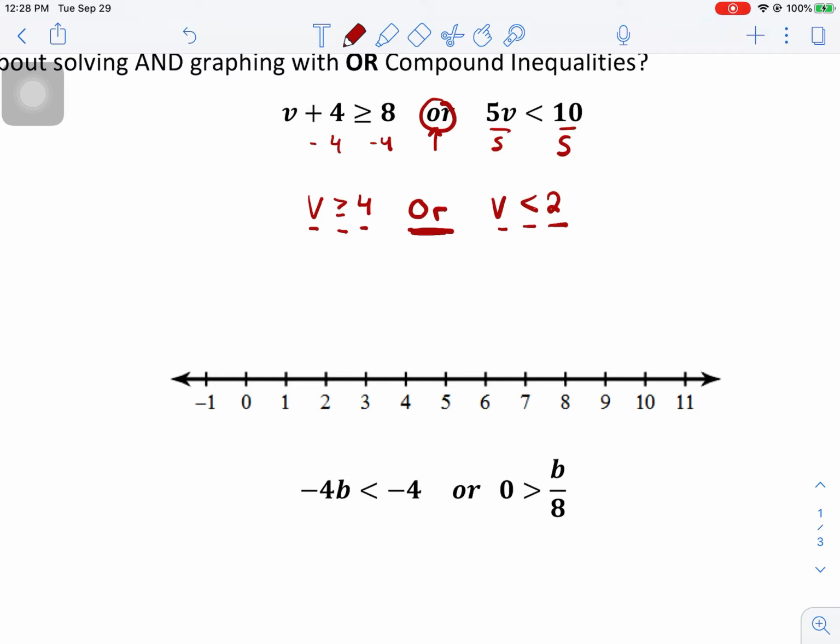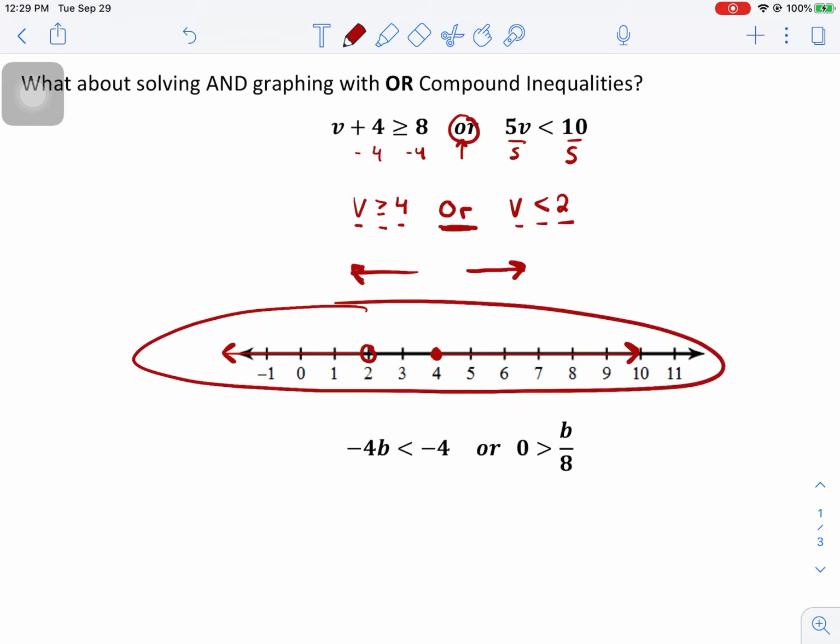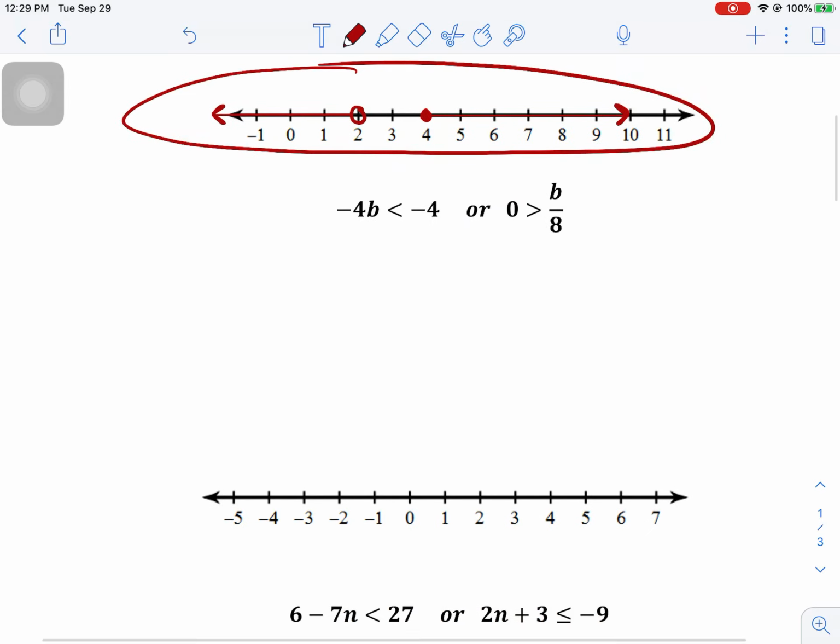So what does that look like graphically? At 4, we have a closed circle, and v is greater than that value, so we go to the right. Or v can be at 2 with an open circle, and it wants to be less than 2, so we go with an arrow to the left. All of our "or" inequalities have an arrow to the right and an arrow to the left that go on forever and ever. Whenever you see an "or" statement, your graph should look something like this with arrows pointing out to the sides. Then let's take a look at this next one.